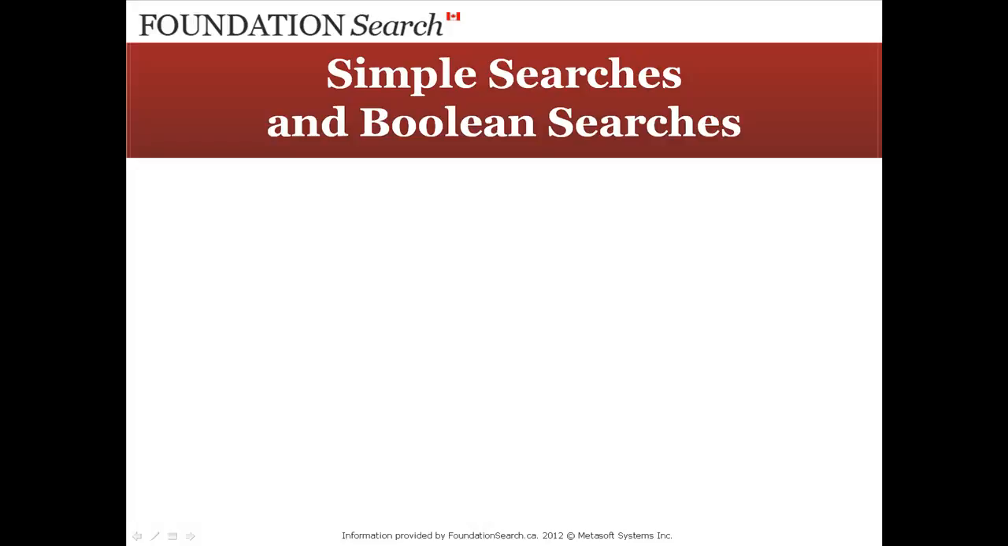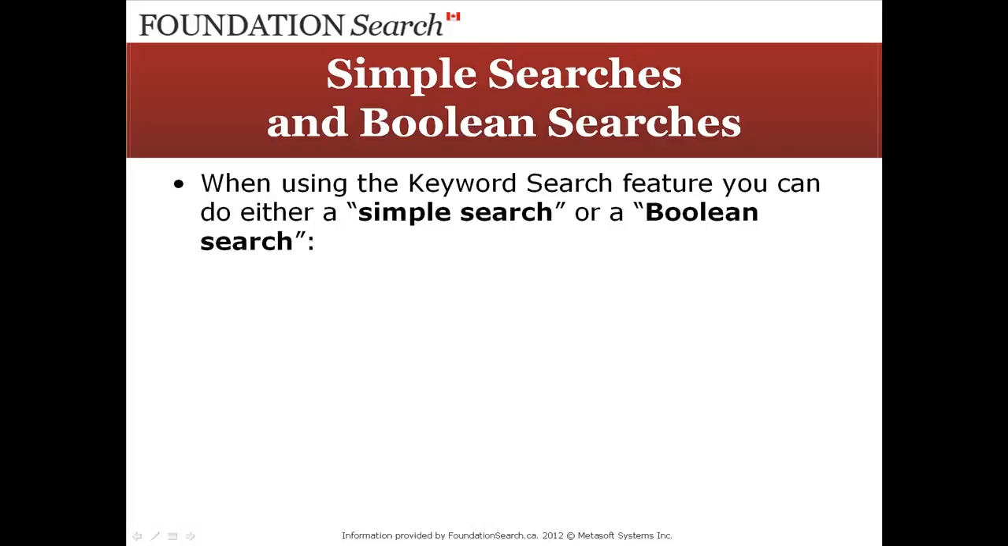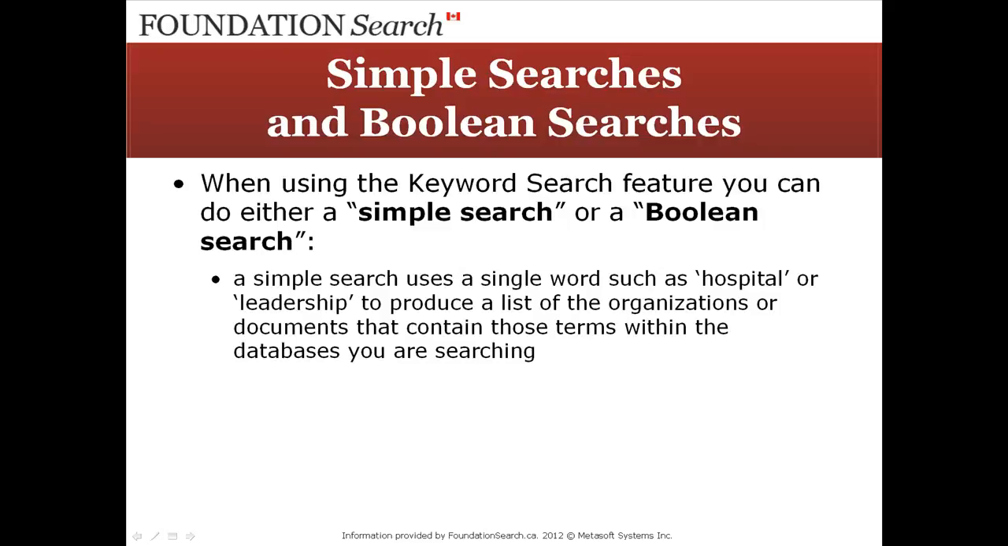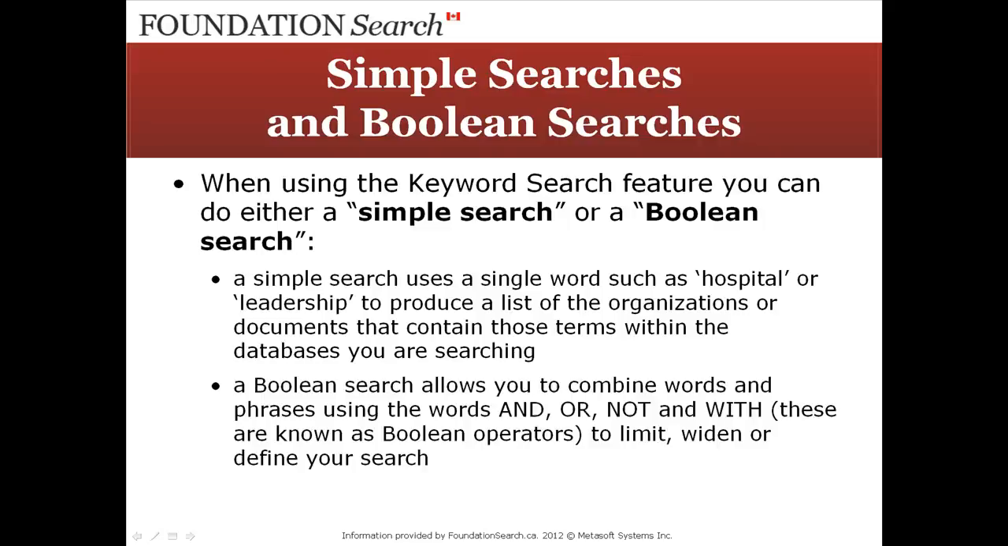Simple searches and Boolean searches. When using the keyword search feature, you can do either a simple search or a Boolean search. A simple search uses a single word, such as hospital or leadership, to produce a list of the organizations or documents that contain those terms within the databases you're searching. A Boolean search allows you to combine words and phrases using the words and, or, not, and with. These are known as Boolean operators, to limit, widen, or define your search.